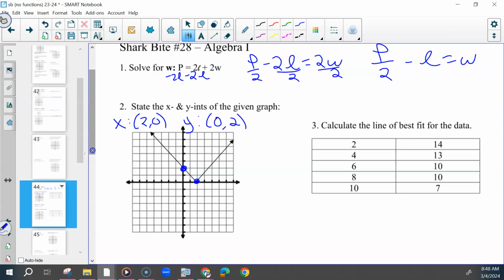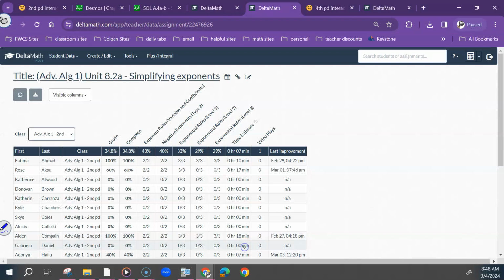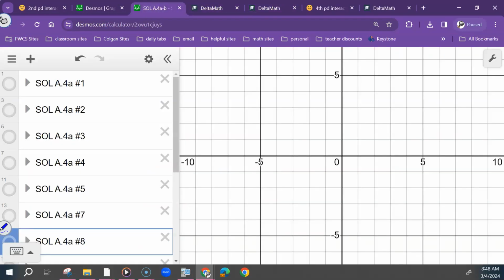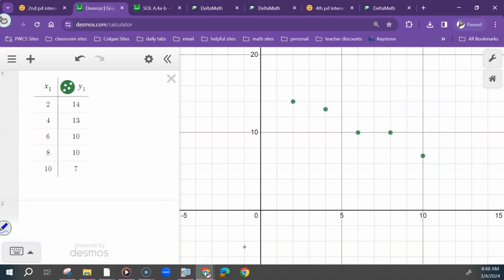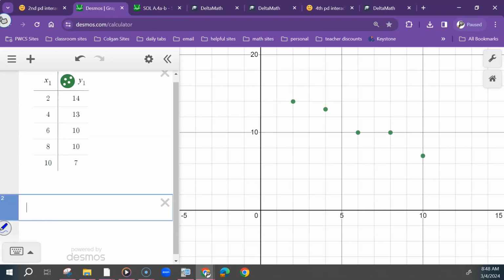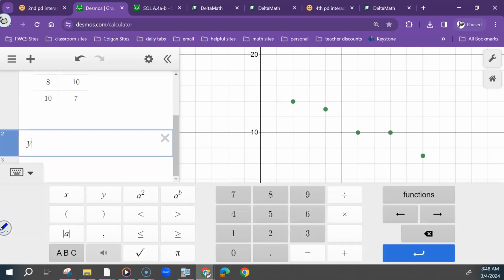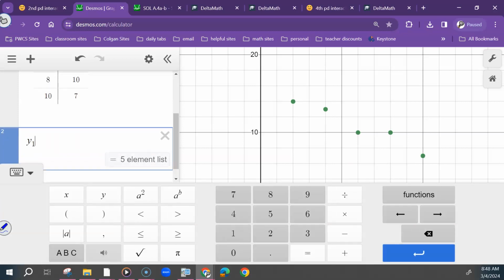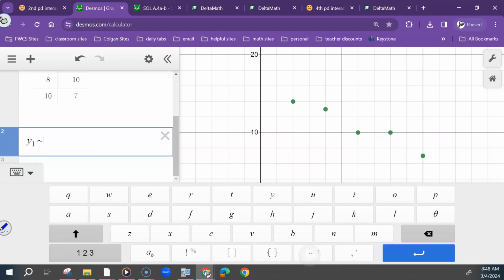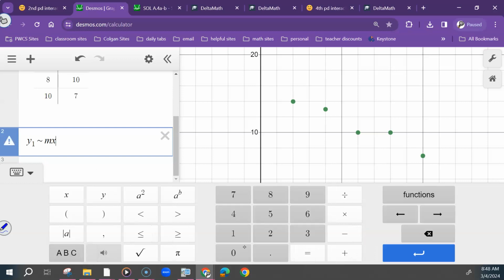And then the line of best fit, we have to put this into Desmos, or if you were using your calculator, that was fine. So I added a table, I put in all the ordered pairs, I see my points, and then in the next line I would type in my y1, the squiggly line, the tilde, mx1 plus b.